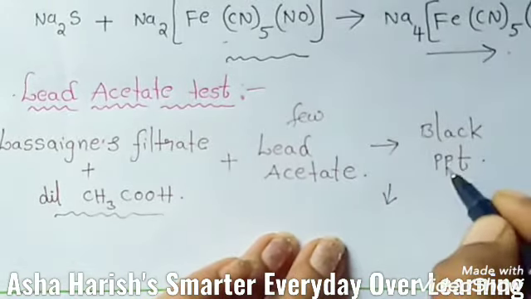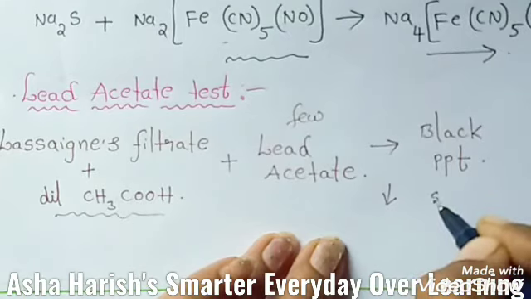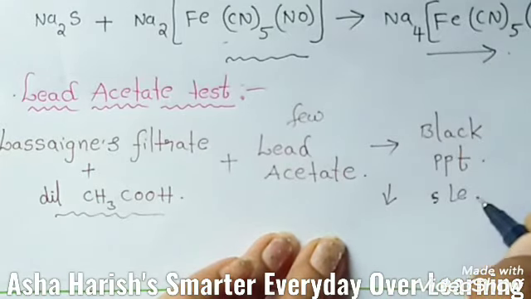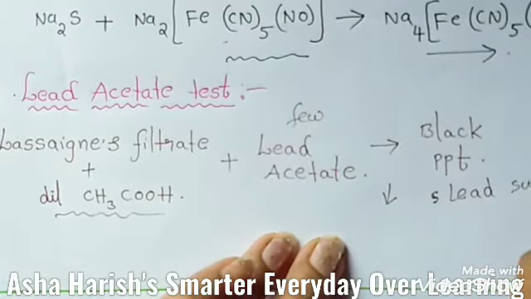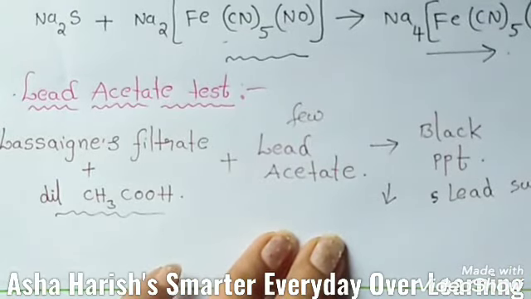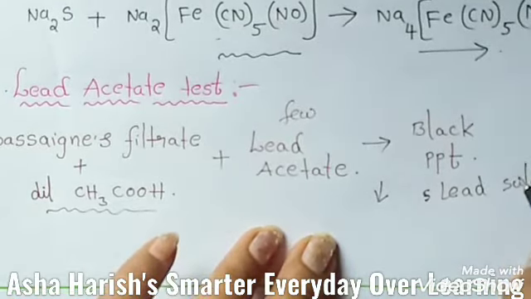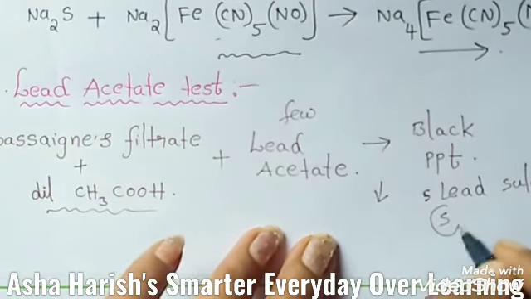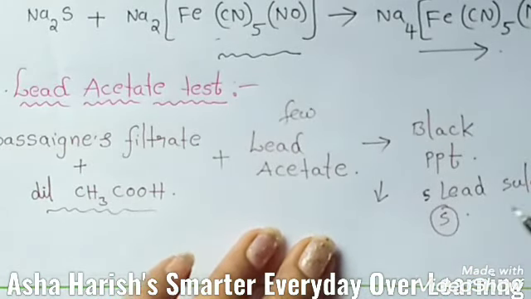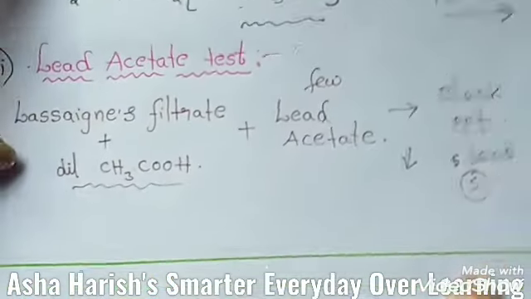This black colored precipitate is known as lead sulfide. So this shows the presence of sulfur in the given compound. Okay, let's see the chemical equation for this.